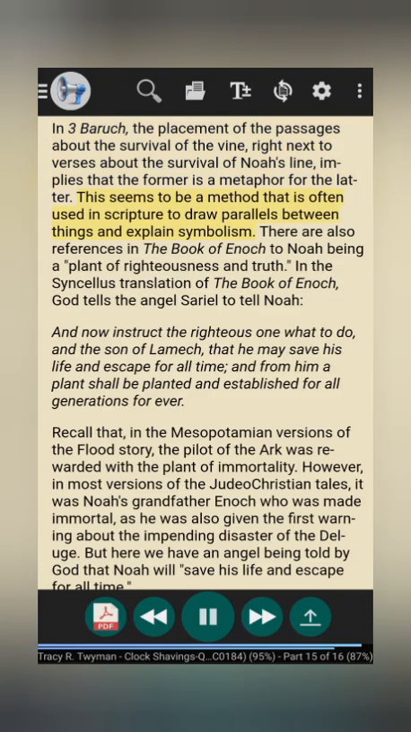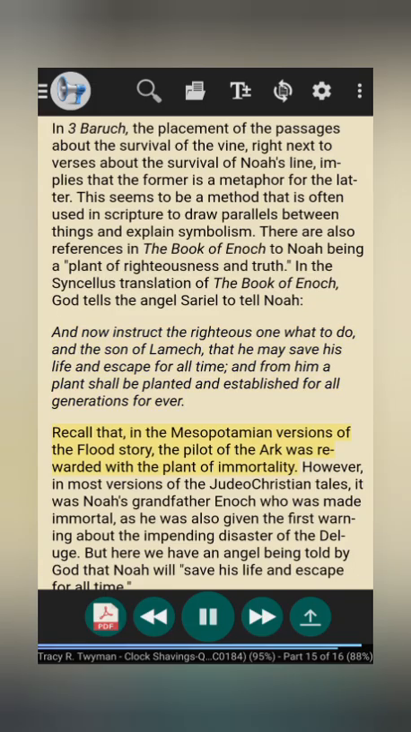This seems to be a method that is often used in Scripture to draw parallels between things and explain symbolism. There are also references in the book of Enoch to Noah being a, quote, "plant of righteousness and truth." In the Syncellus translation of the book of Enoch, God tells the angel Sariel to tell Noah, "And now instruct the righteous one what to do, and the son of Lamech, that he may save his life and escape for all time, and from him a plant shall be planted and established for all generations forever."